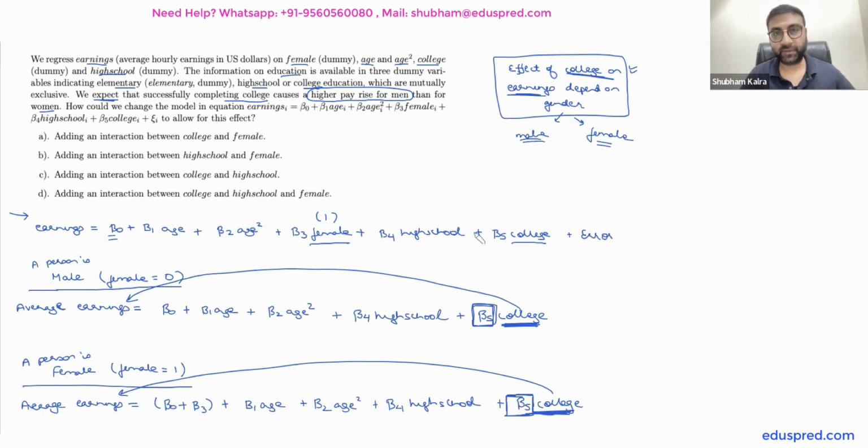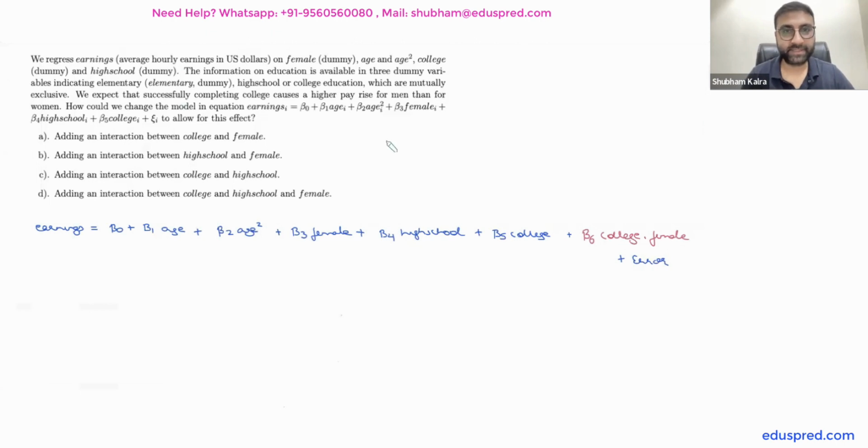So that was a lot of talking. Let's do this in a step-by-step manner. I'm going to introduce a new term, which is going to be college multiplied by female. This is a new variable that I'm introducing. As you can see in the equation, now I have introduced a new variable, college multiplied by female. Now let's see how the introduction of this variable is going to help us in achieving what we wanted to achieve.